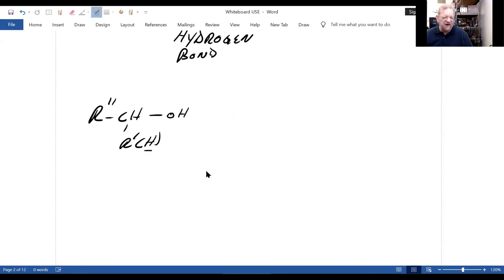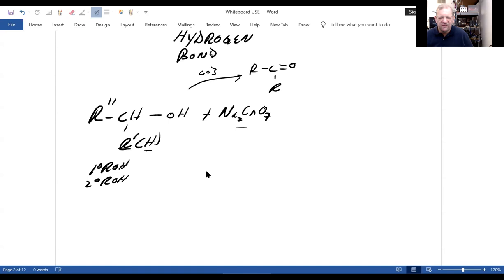If R prime is H, it's a primary alcohol. If R prime is carbons, it's a secondary alcohol. I always get this wrong, but I'll look it up. Yeah, sodium dichromate solution, which you learned as oxidizing, you'll make a ketone or aldehyde.